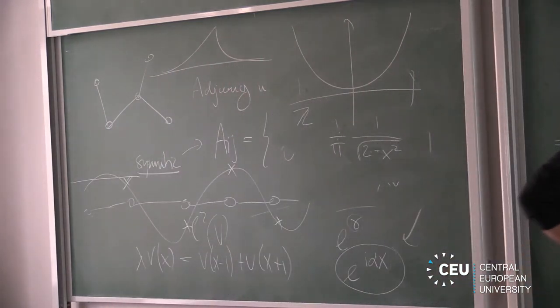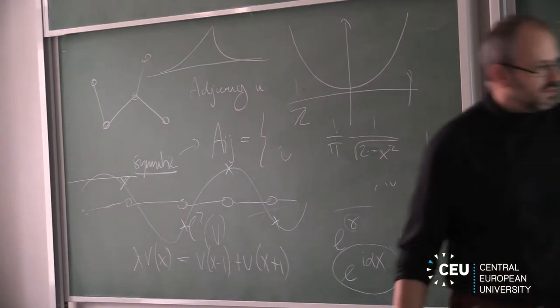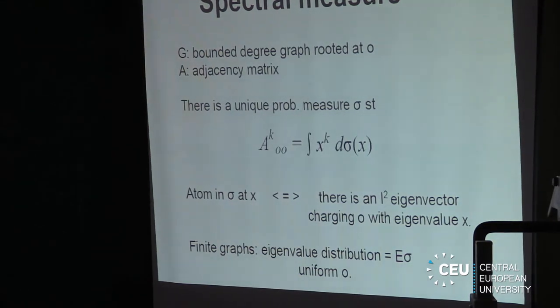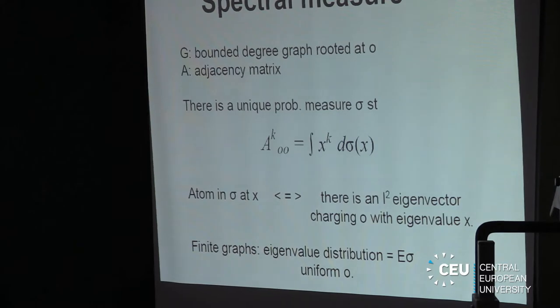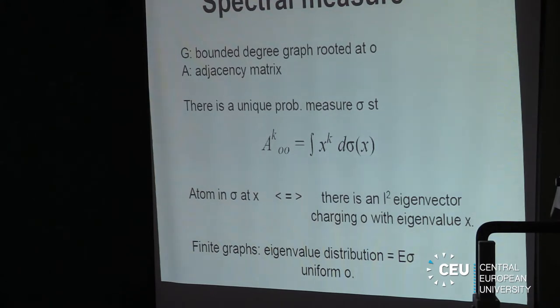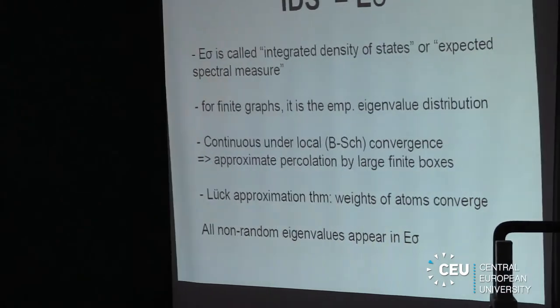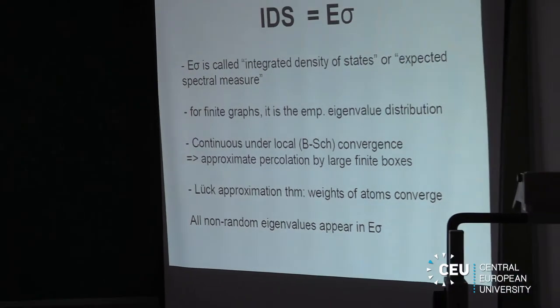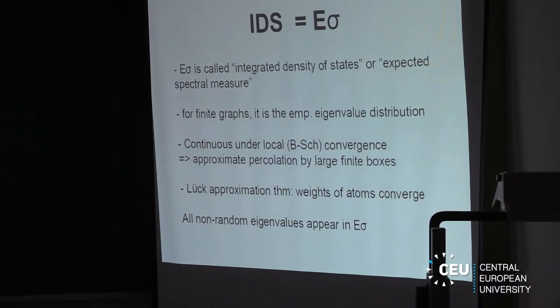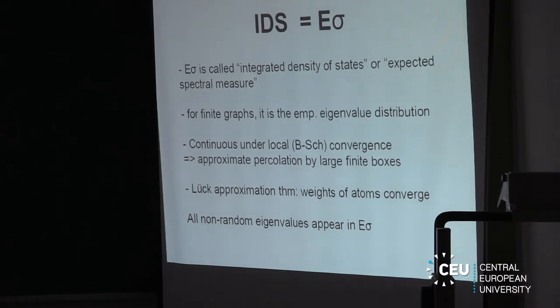Here is another remark. For finite graphs, the eigenvalue distribution, which is the eigenvalue counting measure normalized to be a probability measure, is just the expectation, or the average, of these spectral measures, the expectation of sigma over choosing a random vertex. In physics they call this thing the integrated density of states, if you ever bump into some physics paper on this. Again, the expected spectral measure for finite graphs is just the empirical eigenvalue distribution, the thing that puts mass 1 over n on every eigenvalue.